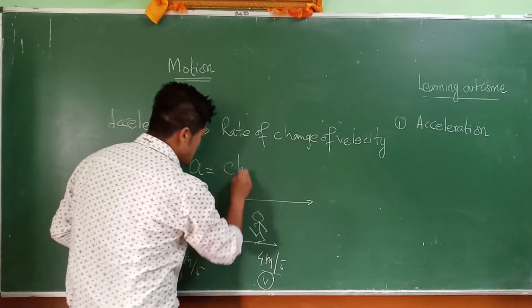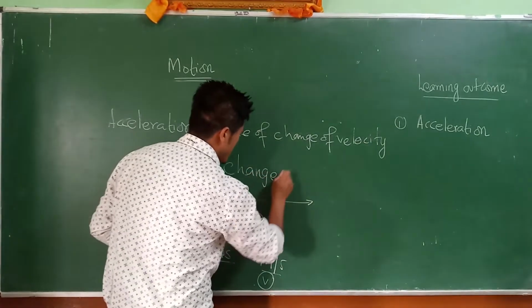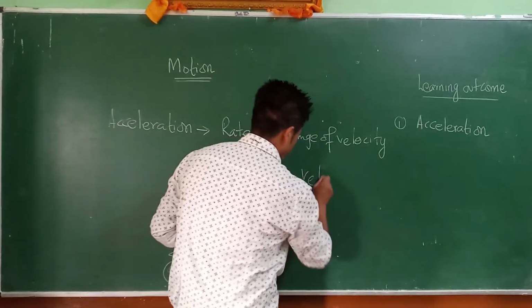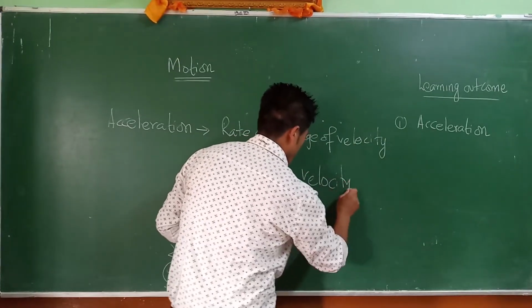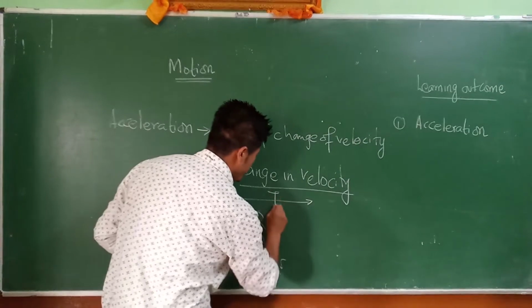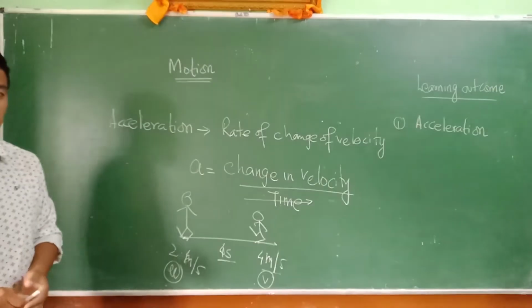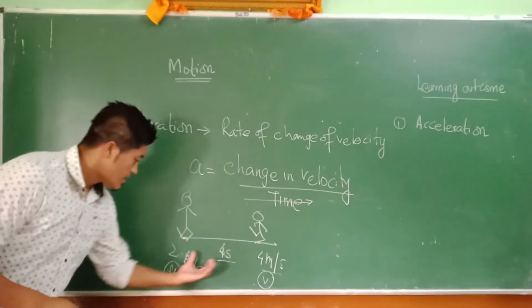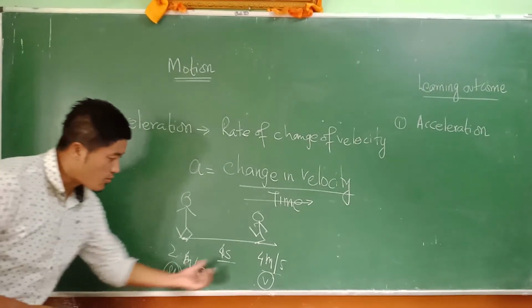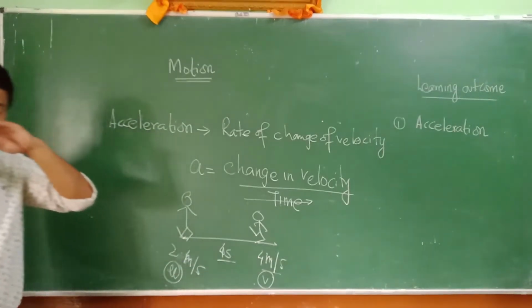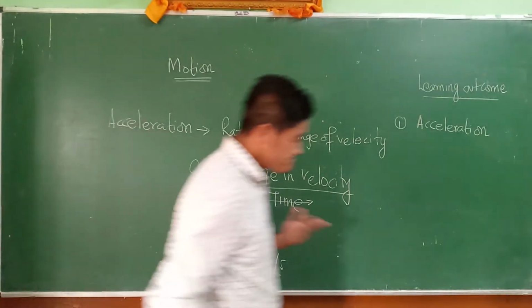So this is how we define the rate of change of velocity. That is, change in velocity over time is what we call acceleration. So now over here u is 2, and over here v is 4. Now what do you call the change in the velocity?